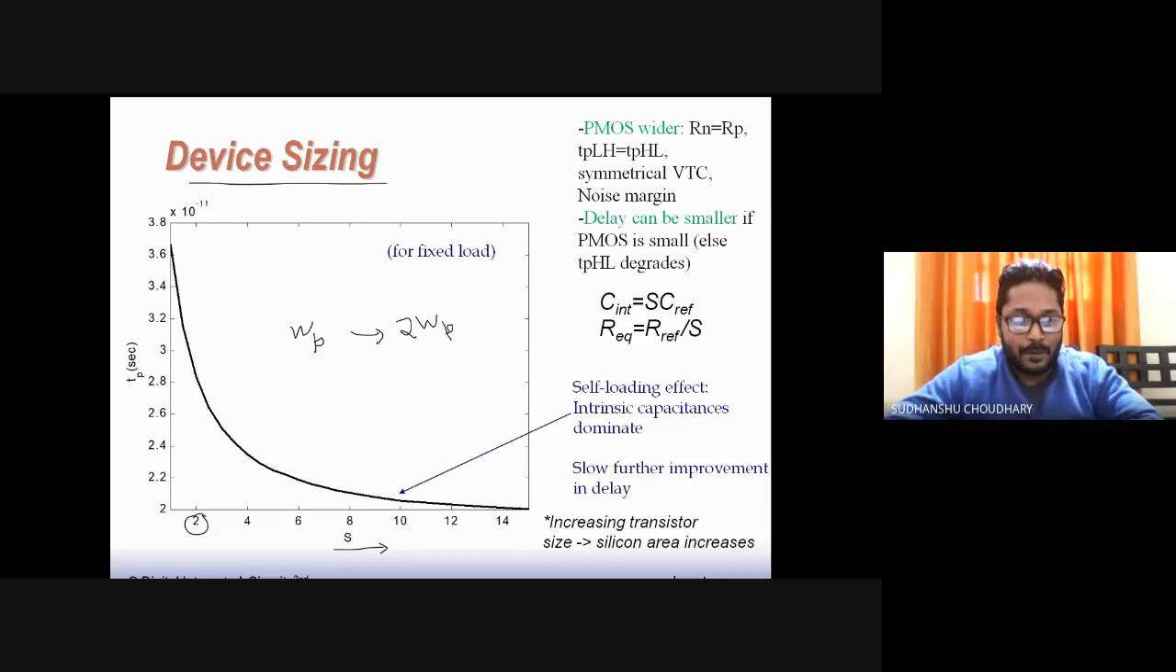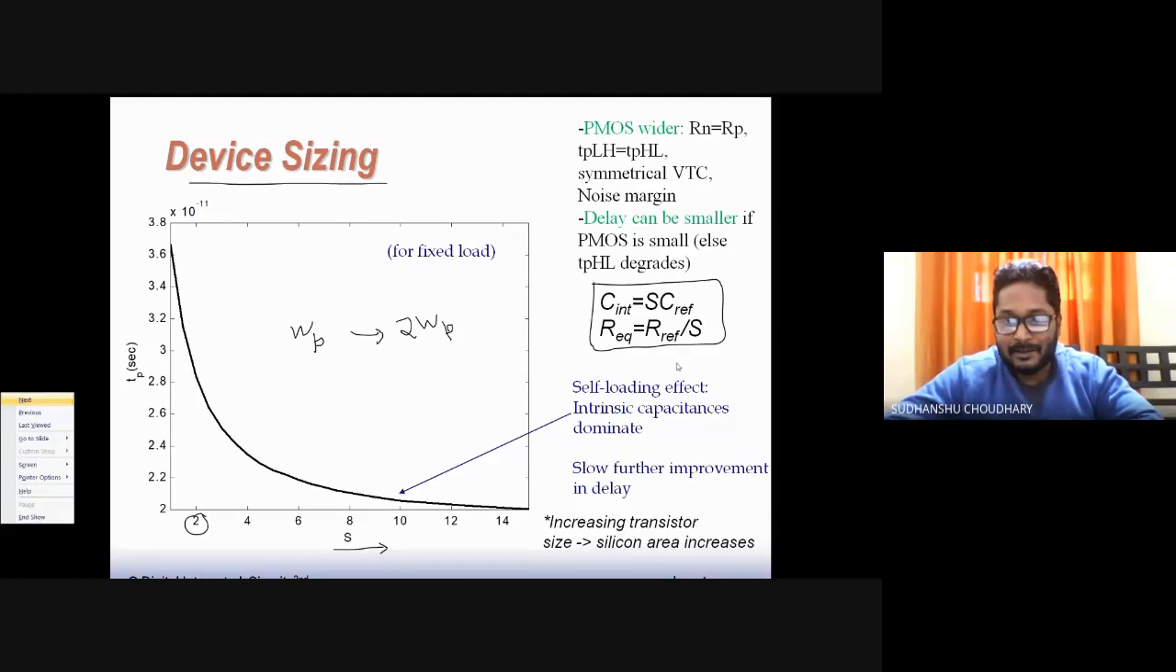Now with this scaling up of the device width, we had seen that the intrinsic capacitance and resistance also scale. The resistance of the MOSFET comes down if you increase the width, so you divide it by the scaling factor. Similarly, intrinsic capacitance scales up, so you multiply it by the scaling factor. We normally try to keep a wider PMOS in a CMOS integrated circuit. In a CMOS circuit, we always try to keep PMOS wider.